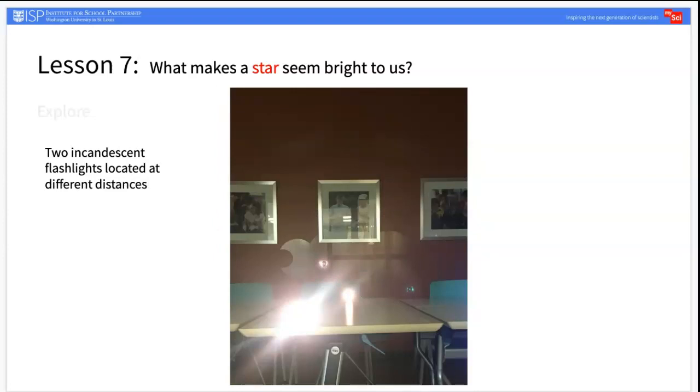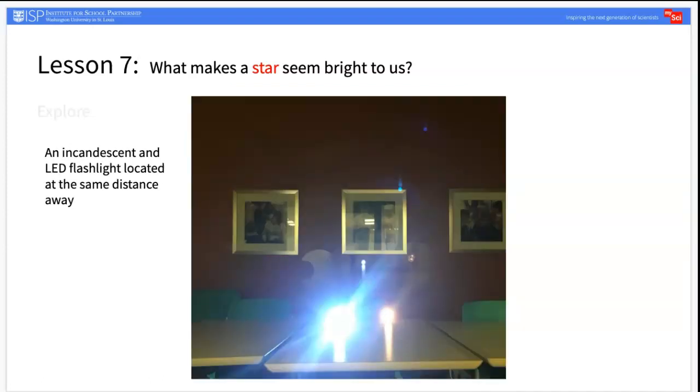Students should recognize that when the flashlights are the same distance away, they have the same apparent brightness. However, when they are moved, the flashlight closest to them appears brighter, even though the flashlights are the same size. Next, students will observe an LED flashlight placed next to the flashlight that is farthest away. Students should recognize that even though the LED light is smaller, it appears brighter than the larger flashlight. In order for them to have a similar apparent brightness, the LED flashlight would need to be placed further away, and the larger flashlight would need to be moved closer.